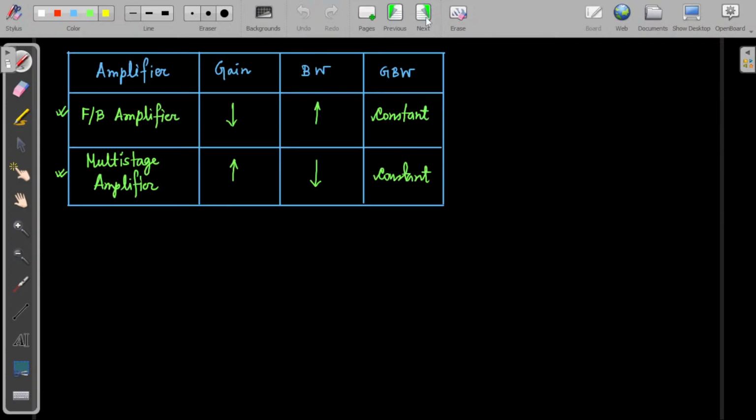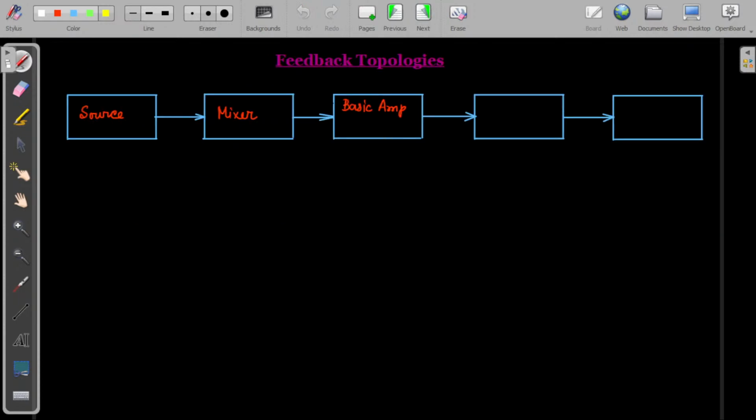So that's why I am writing here that this is the basic amplifier, and after the basic amplifier there will be the sampler. The sampler will take the output signal in the feedback path and it will mix with the source signal. And at the last there will be some load connection. So this is the load. This is the total block diagram of a feedback amplifier.